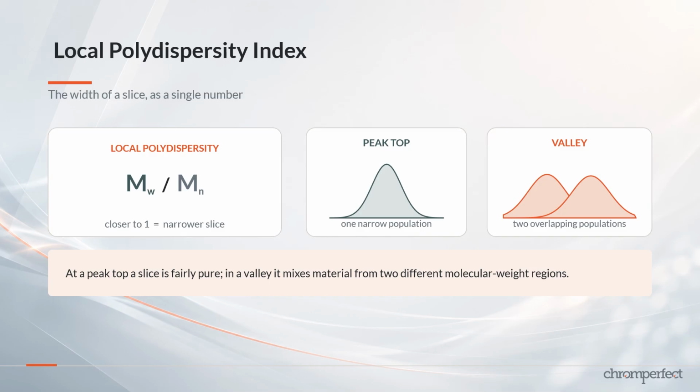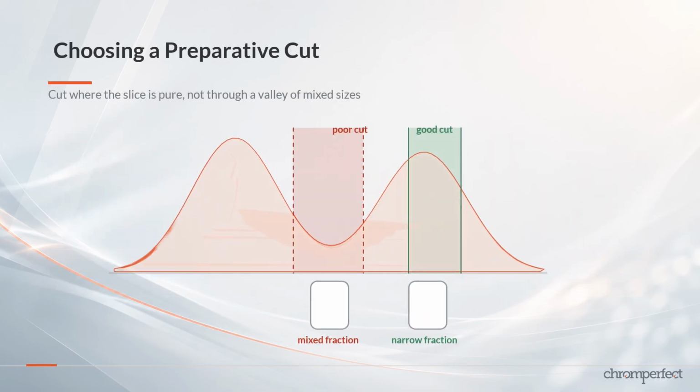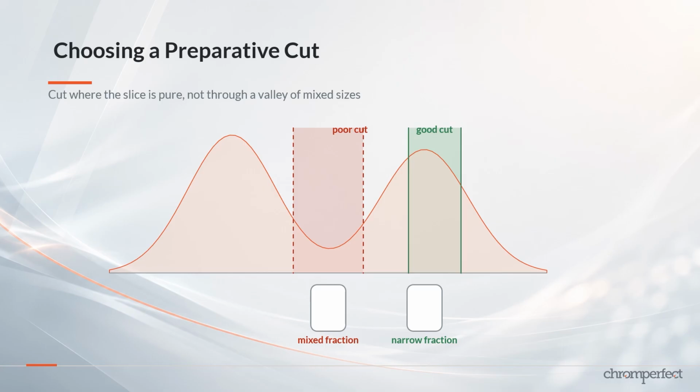In a valley between two overlapping distributions, material leaks from both sides. The local fraction can contain molecules from two substantially different molecular weight regions. Its calculated polydispersity is therefore higher. This information can be valuable in preparative SEC because it helps identify where fractions should be cut. A cut near a local minimum in polydispersity may produce a narrower fraction. A cut through a region of high local polydispersity may collect a mixture of neighboring distributions.